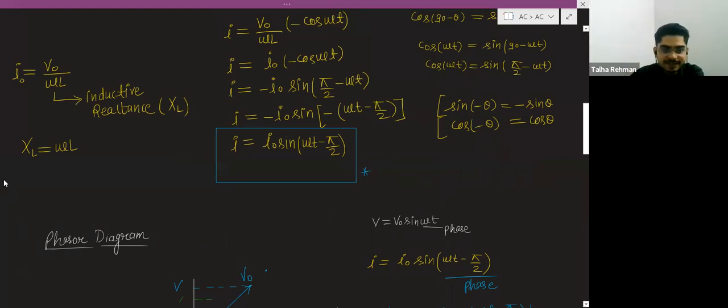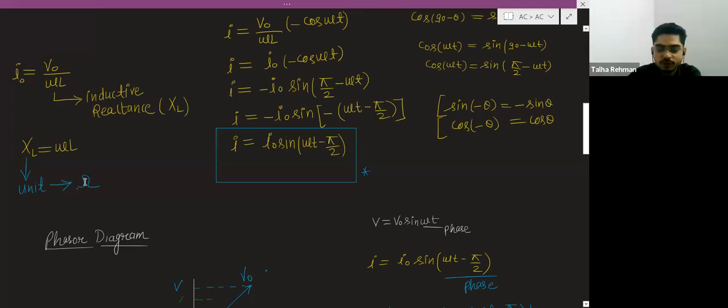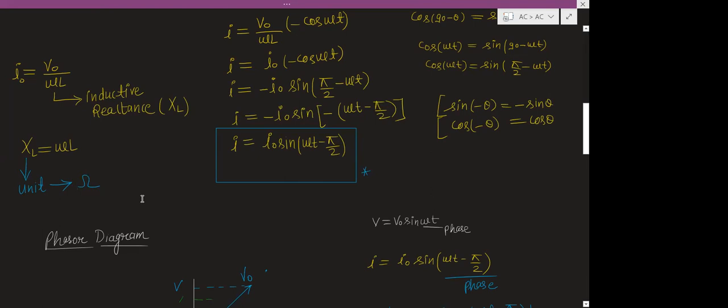Remember one thing, this XL is like the resistance, so the unit of this will also be ohm. This is the symbol of ohm. The SI unit of resistance is ohm, na?